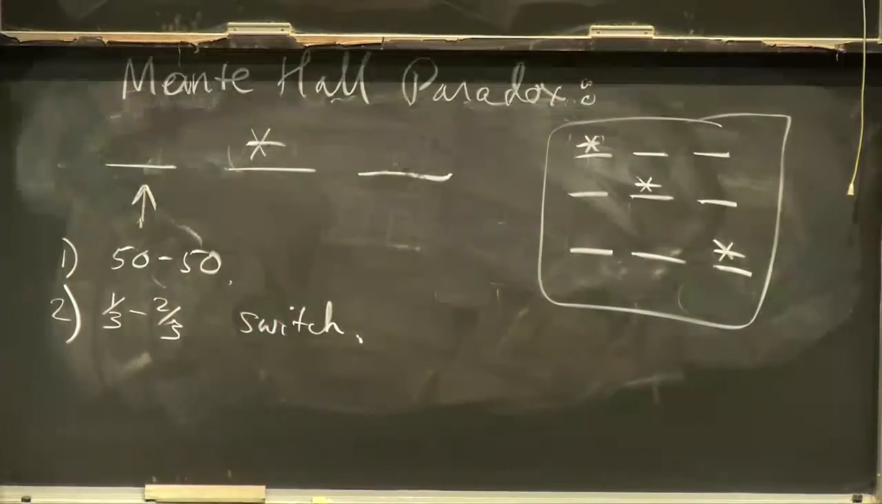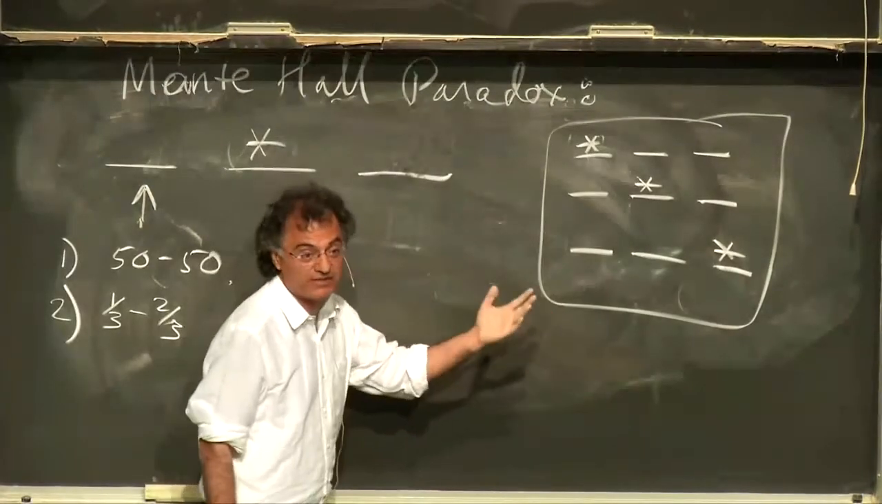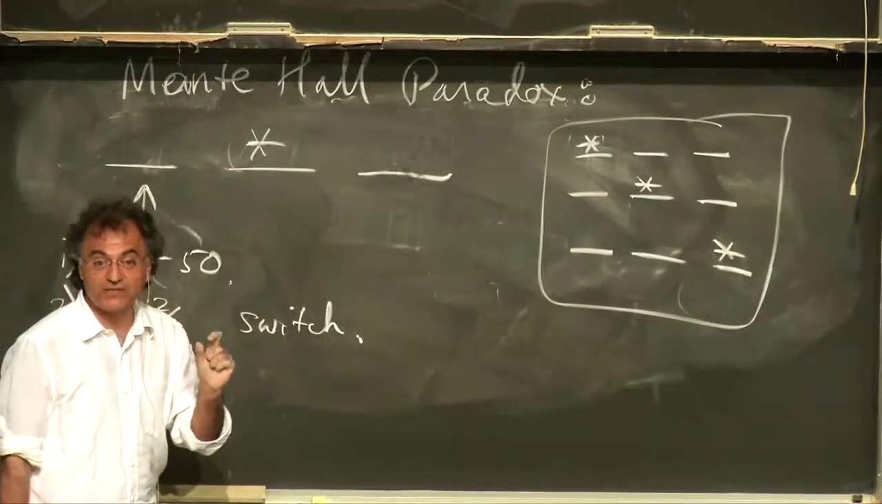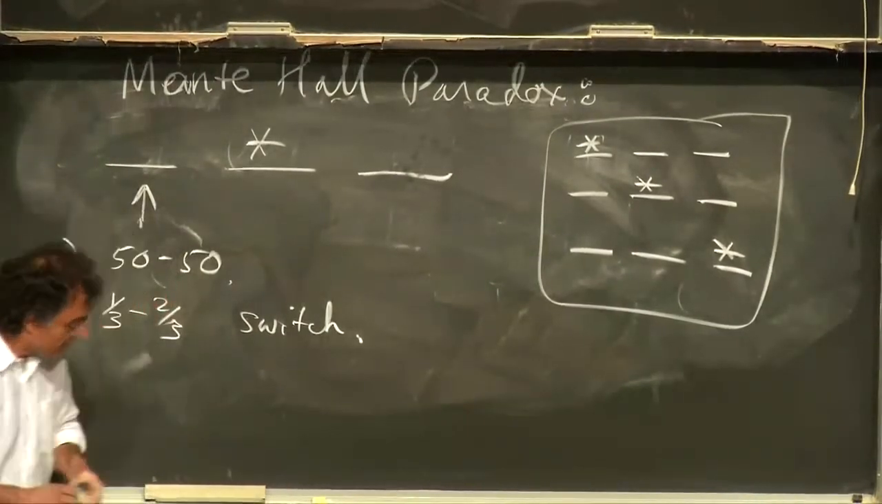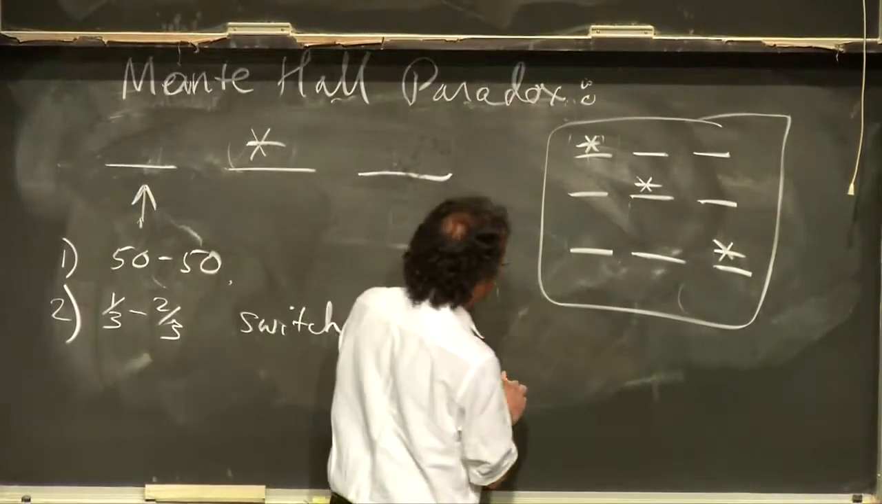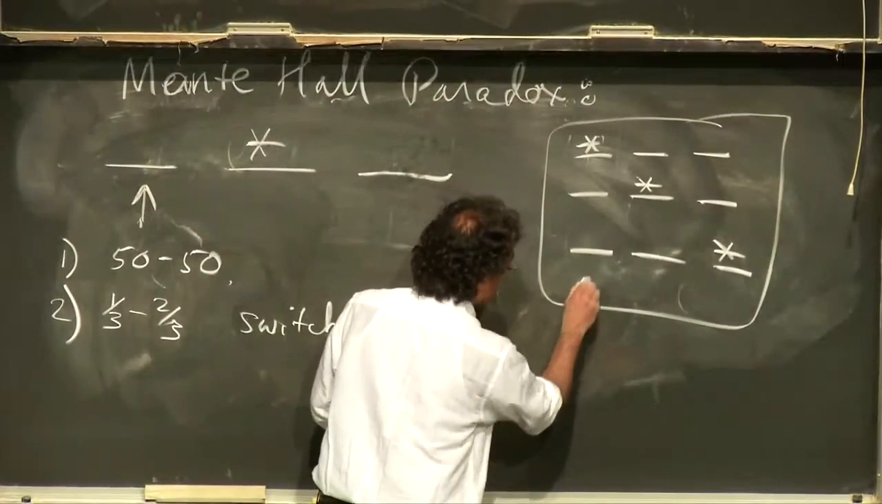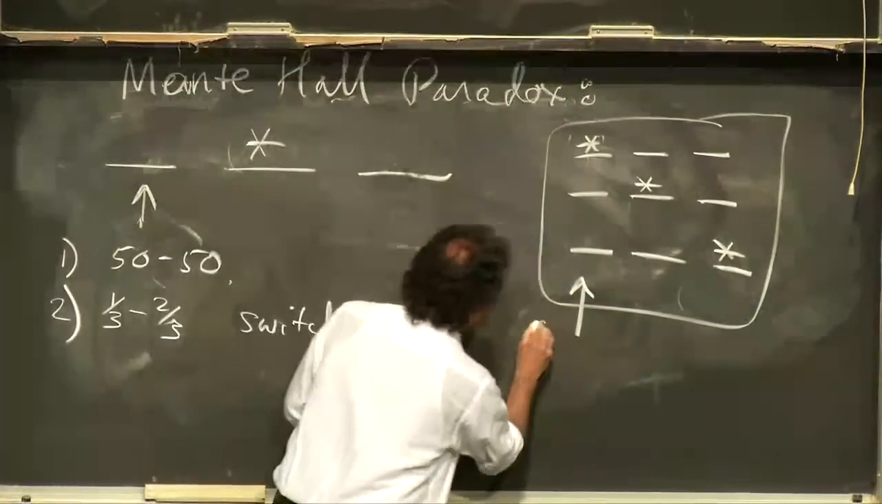Okay? Now, let me contrast two different situations just to make it clear why the answer is switch or stay the same. So I'll show you two different situations, in one of which you should switch, in one of which you should stay the same. So possibility number one. Let's say that the contestant picked this particular door. So this is the one the contestant picked.